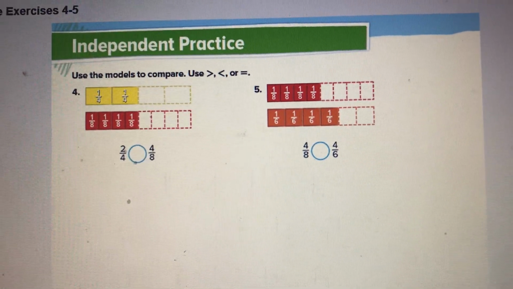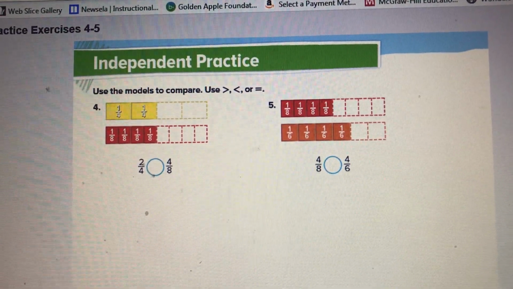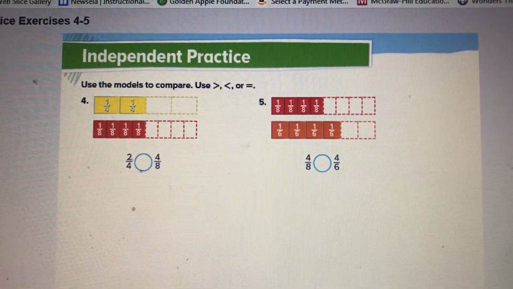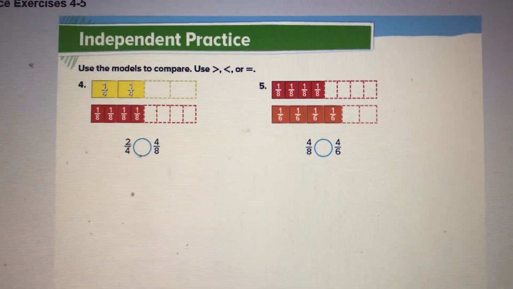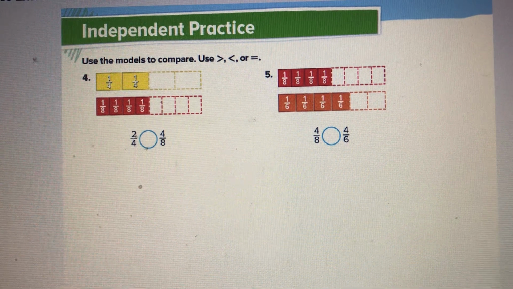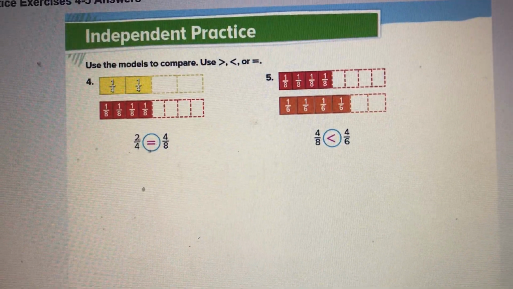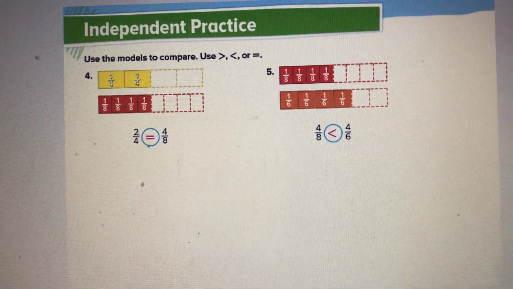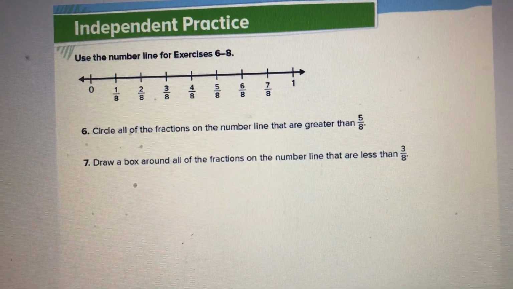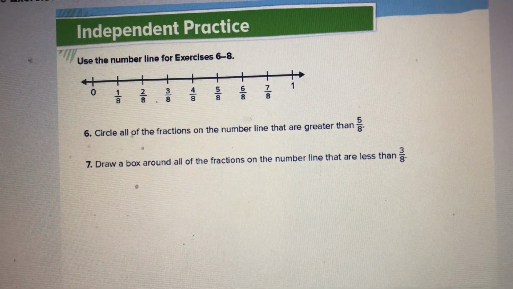All right, now use models to compare greater than, less than, or equal to. See if you can do this one. Okay. Take a second. Should be easy to see. Hopefully you did that right. Okay. All right, now use the number line for exercises 6 through 8.